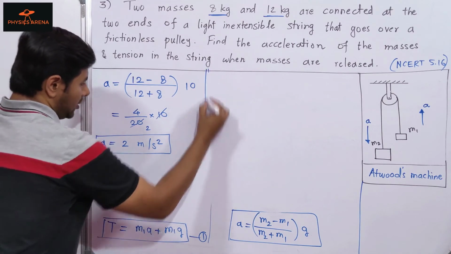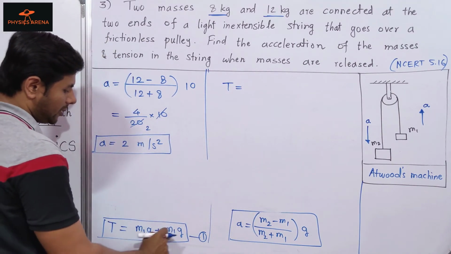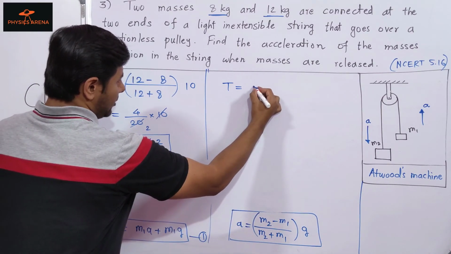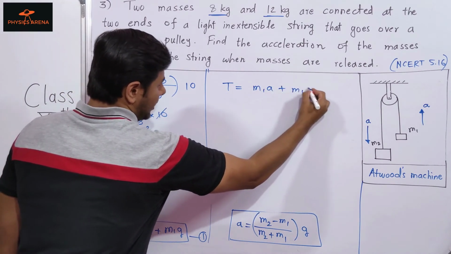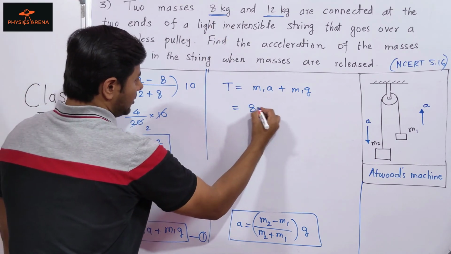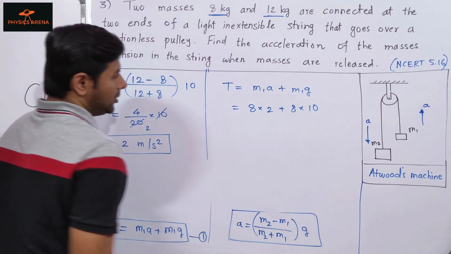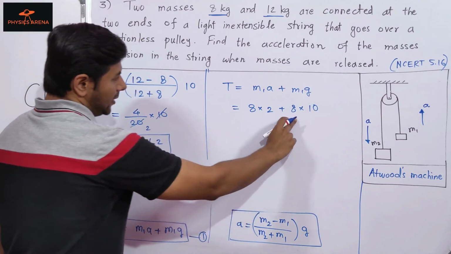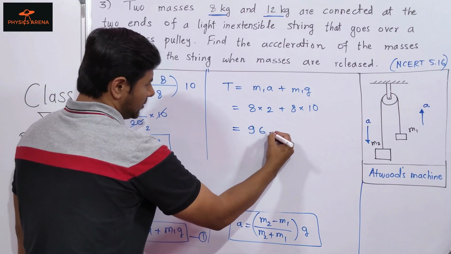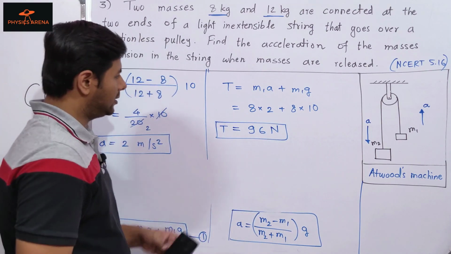Then tension is equal to m1 times A plus m1 times g. So tension in both the strings is m1 times A plus m1 times g, which is equal to m1, 8 kg, multiplied by 2, plus 8 multiplied by g, which is 10. So 10 8s are 80, 80 plus 16, which is 96 newtons. So tension in the strings is 96 newtons.